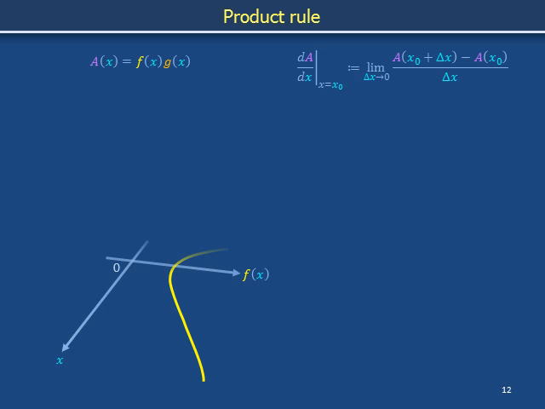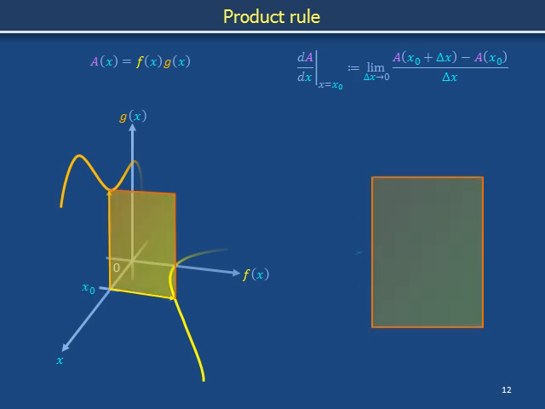We plot f of x versus x in the horizontal plane. The x-axis points toward the viewer and the f of x axis, that's to say the y-axis, points to the right, slightly toward the viewer. We plot g of x versus x in a vertical plane. At x equals x naught, the values of g of x naught and f of x naught are the lengths of the sides of a rectangle whose area is A of x naught.